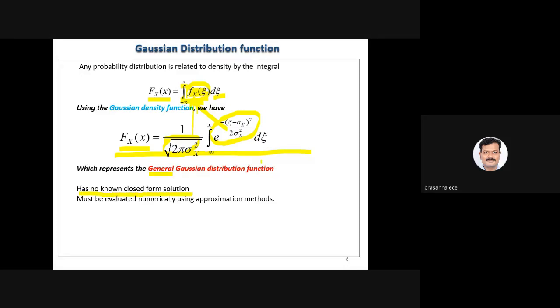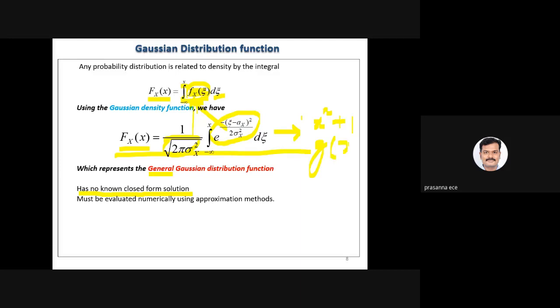By closed form, what we mean is that when we solve this integral, we cannot reduce it to some kind of function of x. We cannot reduce it to, say, x square plus 1. We cannot reduce it to simple terms in terms of x, or any other function of x, say some g of x.